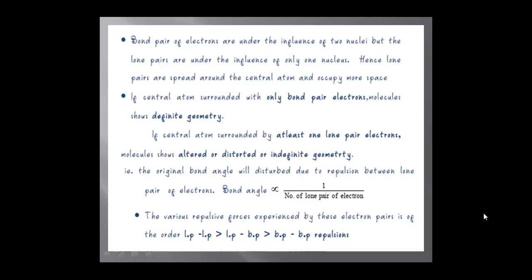The bond angle is inversely proportional to the number of lone pairs of electrons. As the number of lone pairs of electrons increases, the bond angle decreases. As the number of lone pairs decreases, the bond angle increases. The various repulsive forces experienced by these electron pairs are of the order: lone pair-lone pair repulsion is stronger than lone pair-bond pair repulsion, and lone pair-bond pair repulsion is stronger than bond pair-bond pair repulsion.